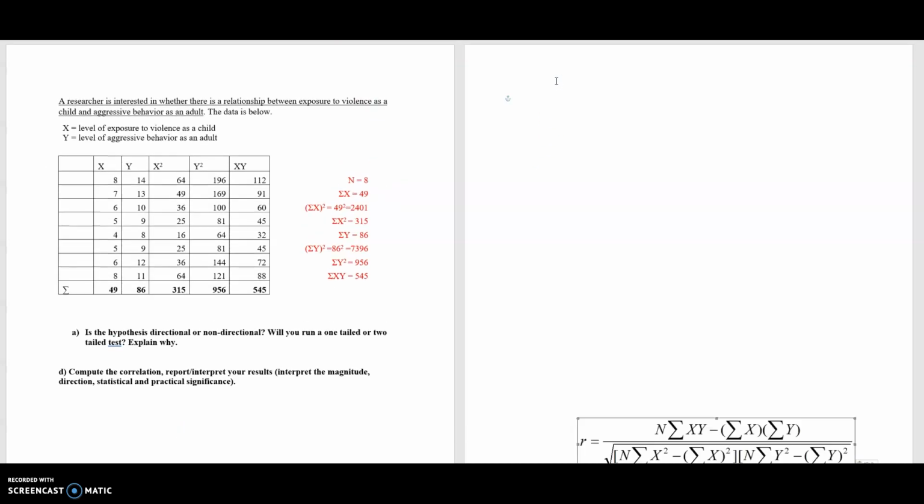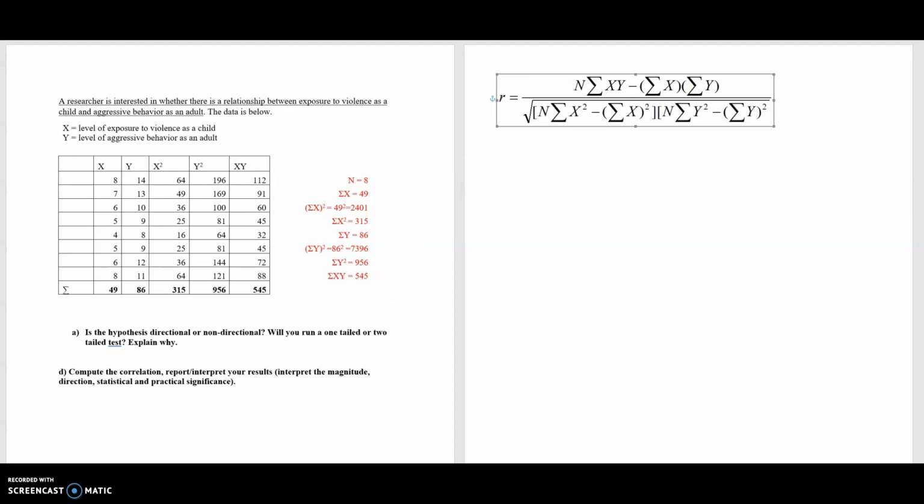So our formula is here. And we can go ahead and start to fill in the numbers from our data matrix. Okay, so let's look at the numerator for our formula. We'll start with n, which is here. That was 8. We had 8 people in our study. The sum of xy, which we found was here, 545, minus the sum of x, which was here, 49, times the sum of y, which was here, was 86.